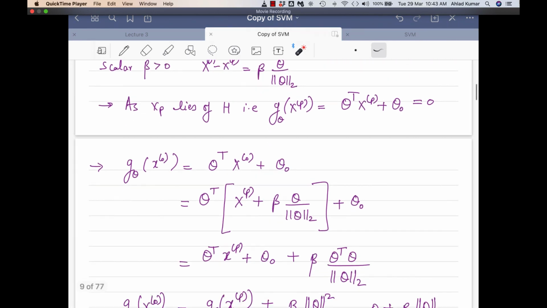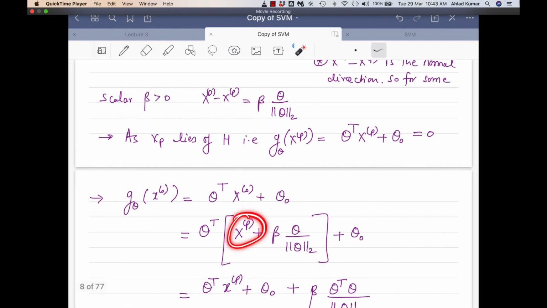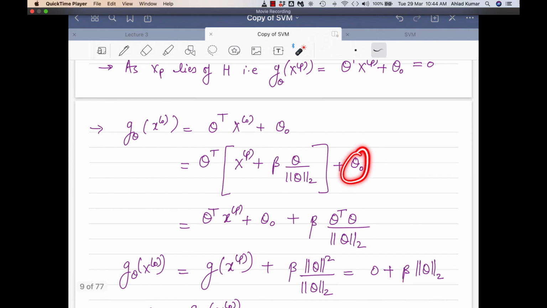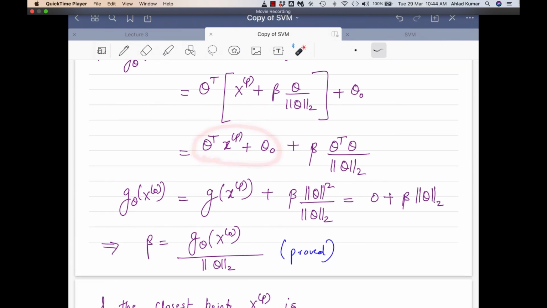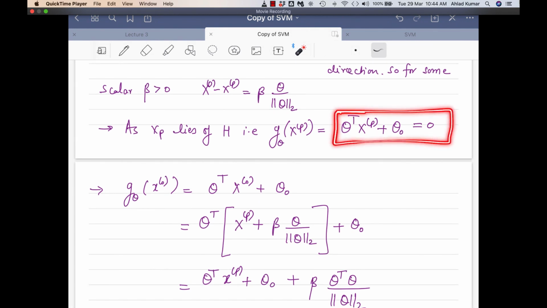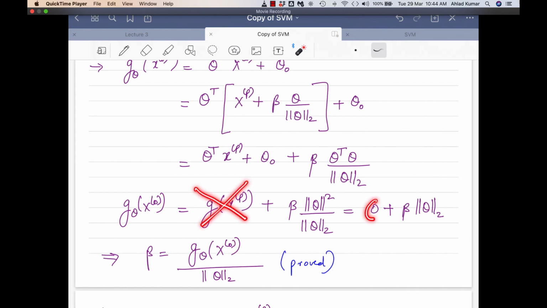Now you can write x0 from this as xp plus beta times theta divided by the L2 norm of theta. So I am writing x0 as xp plus beta times theta divided by L2 of theta. Now I am putting it over here, and theta transpose xp is this, and then we have beta times theta transpose theta divided by the L2 norm of theta. The first part you already know, it is basically g of xp, which we have already calculated, and that value is 0. So this is gone, and then we have beta times theta transpose theta divided by the L2 norm of theta. This is nothing but theta 2, and once you divide by this, you will get this. So the value of beta comes out to be this.